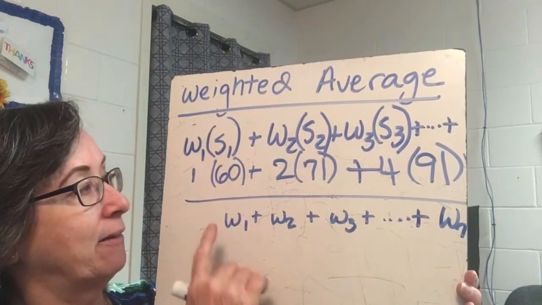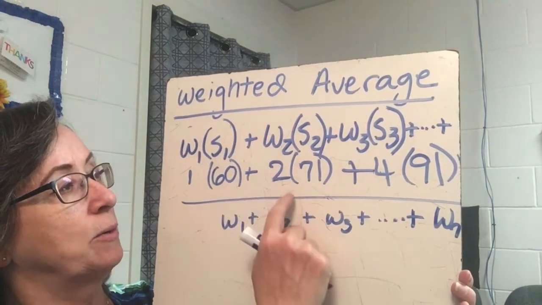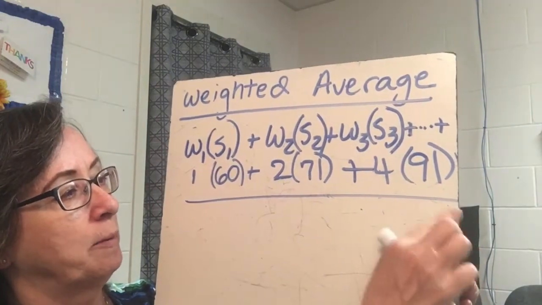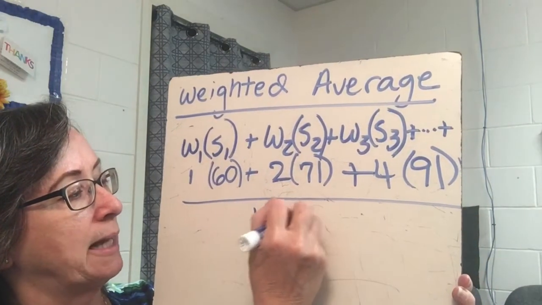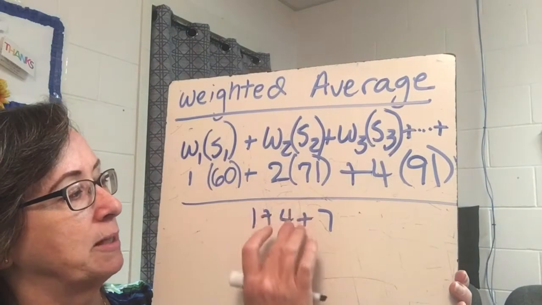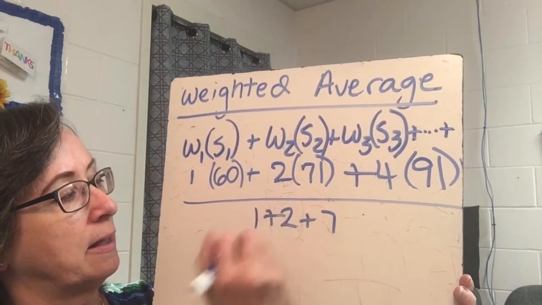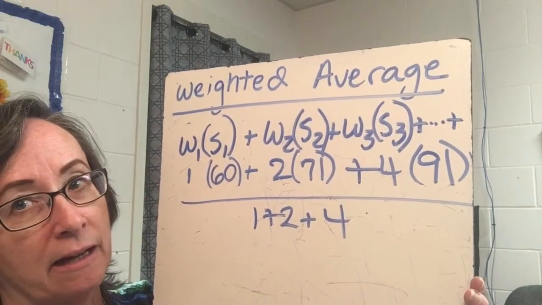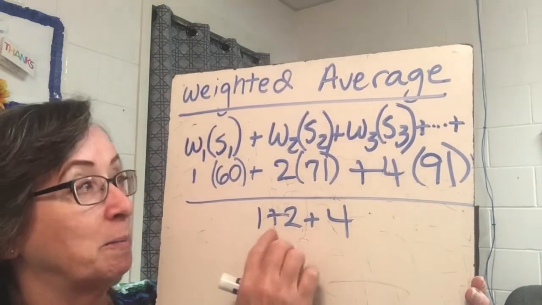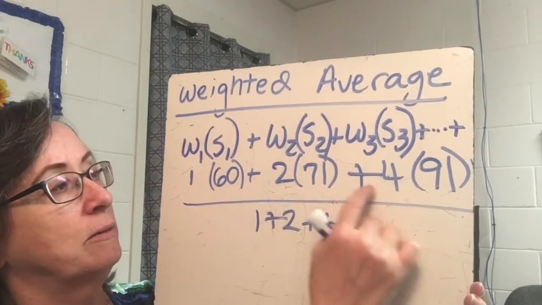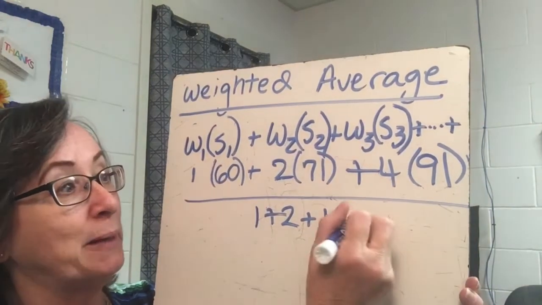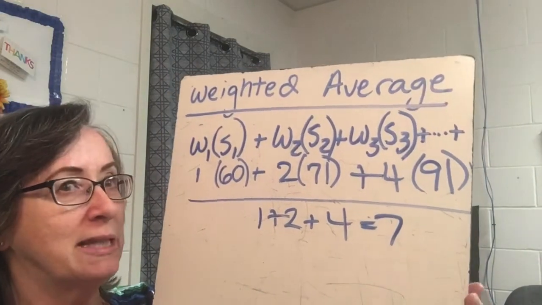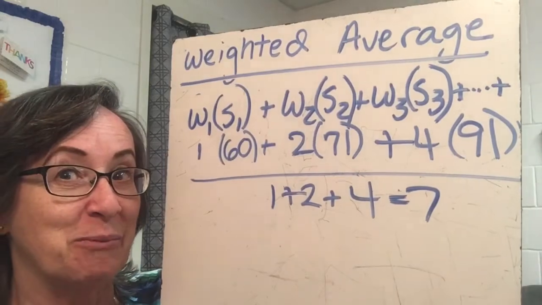And then down here, 1 plus 2 is 3 plus 4 is 7, so we had 1 plus 2 plus 4, because 1, 2, 4. And that wound up being 7, and we divided by the 7. Okay? So now we're going to use this formula to do some more examples.